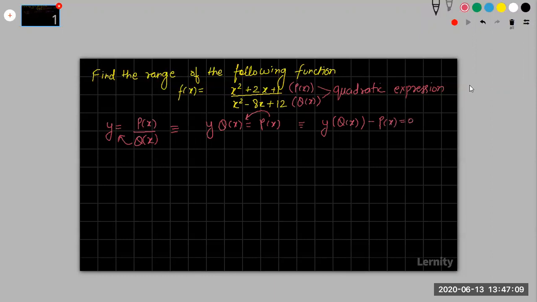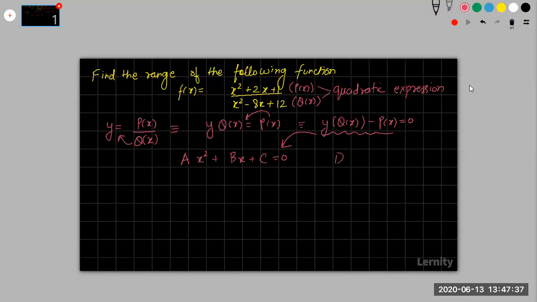Now if I segregate the terms, because I know I have x square, x and a constant term, I will get something as a into x square plus b into x plus c equal to 0. This will get converted into this form. Now this is a quadratic equation.